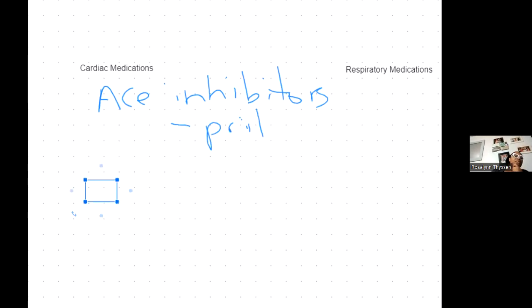But if somebody can't tolerate ACE inhibitors, or they just don't like it, or whatever the case may be, okay. How do I erase that? Where's the eraser on here?